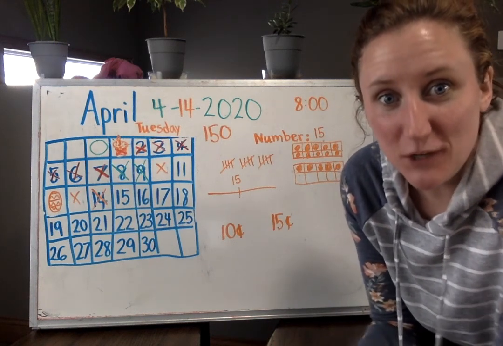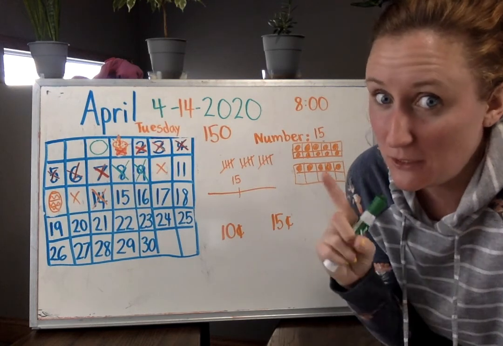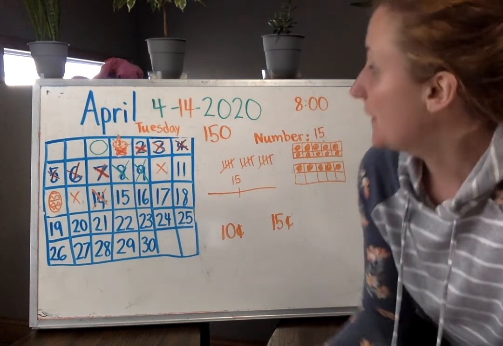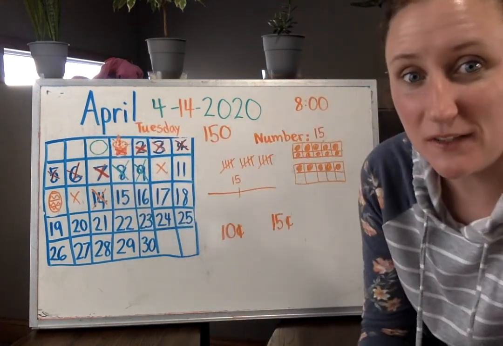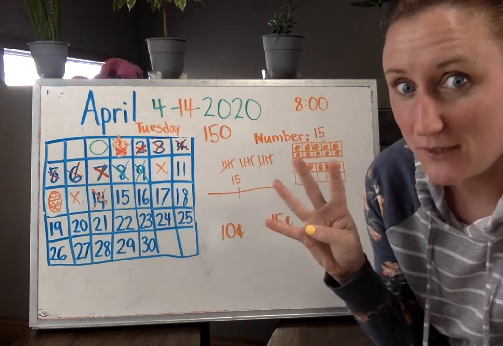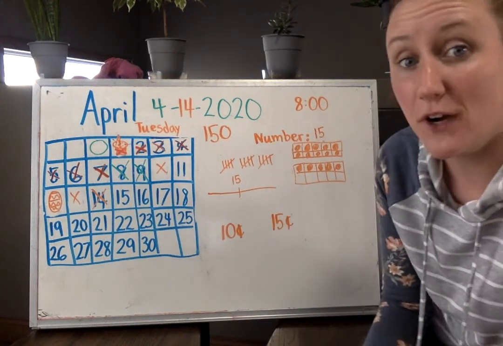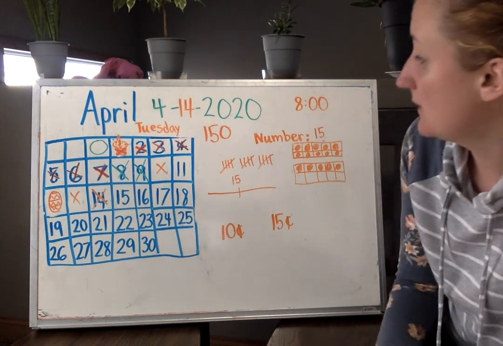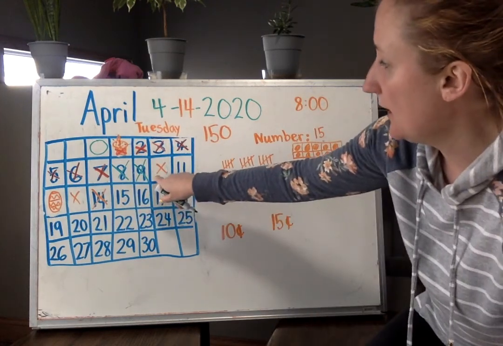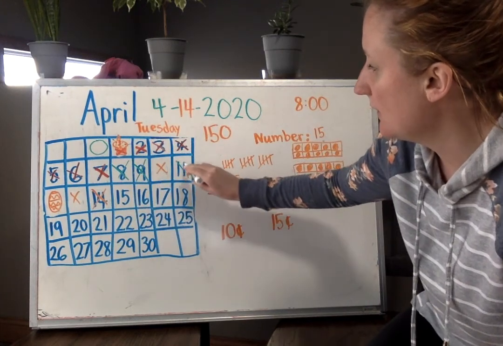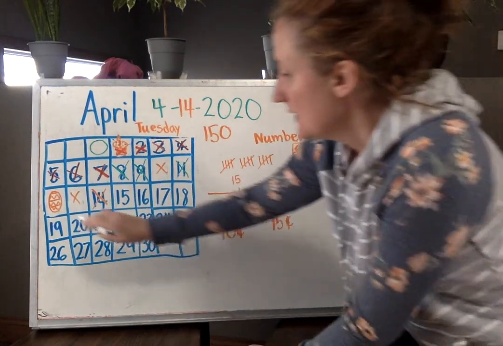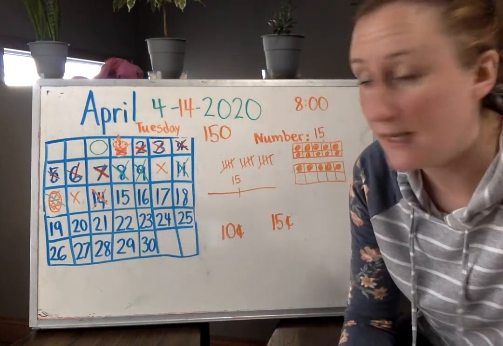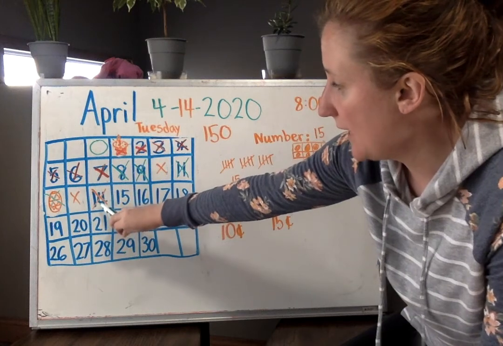We are going to get going with calendar time, and I have something new to add to my calendar board as we go. We are still in the month of April. April is the fourth month of the year. I went ahead and crossed out some of the days that we weren't here for calendar time so that you could see where we were at. So we did not have school Friday. We did not have school Saturday. Sunday was Easter, and we did not have school yesterday on Monday. So this is where we are at today.